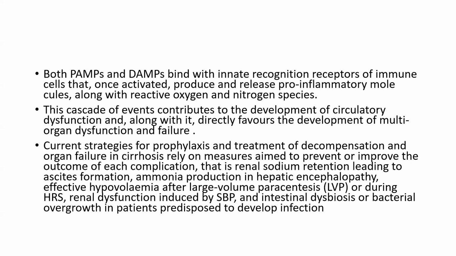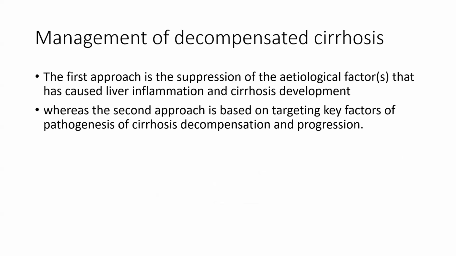Current strategies for the prophylaxis and treatment of decompensation and organ failure in cirrhosis rely on measures aimed to prevent or improve the outcome of each complication. That is, renal sodium retention leading to ascites formation, ammonia production in hepatic encephalopathy, effective hypovolemia after large volume paracentesis or during HRS, renal dysfunction induced by SBP, and intestinal dysbiosis or bacterial overgrowth in patients predisposed to develop infection.